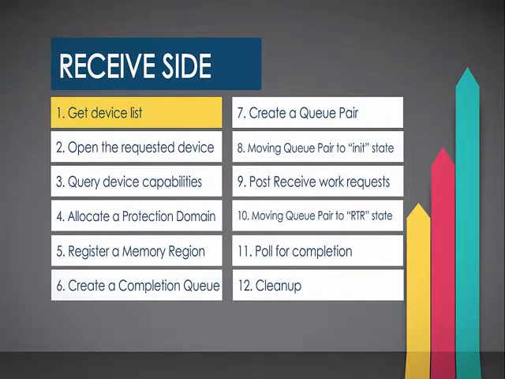1. Get device list. 2. Open the requested device. 3. Query device capabilities. 4. Allocate a protection domain to contain your resources. 5. Register a memory region. 6. Create a completion queue. 7. Create a queue pair. 8. Move the queue pair to init state. 9. Post receive work requests. 10. Move the queue pair to ready to receive state. 11. Poll for completion. And 12. Clean up.